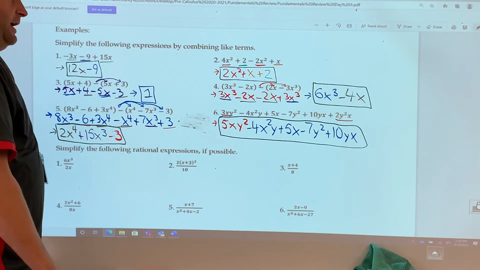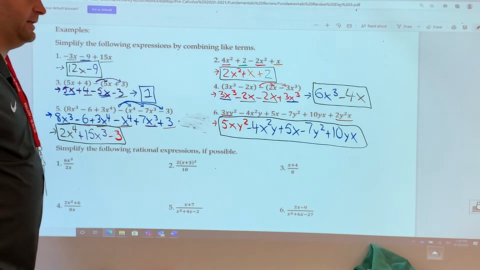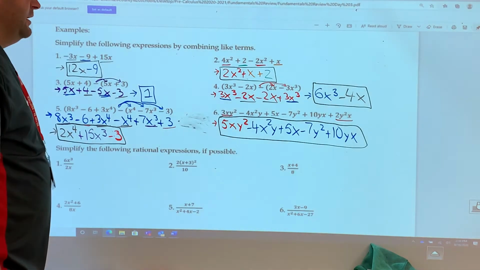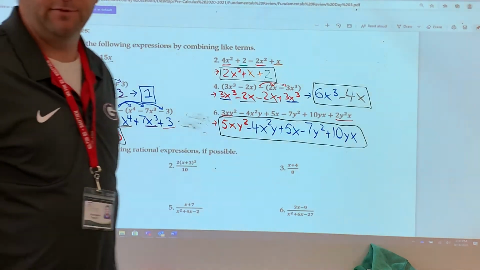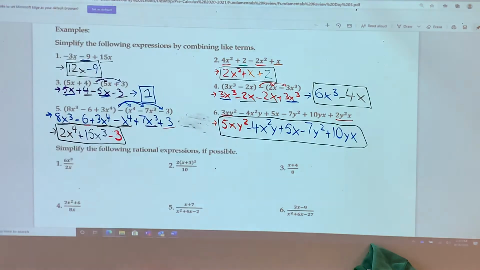Okay? And so that's our section on combining like terms. Give me a minute now. I'm going to scroll up and we're going to talk about simplifying rational functions.